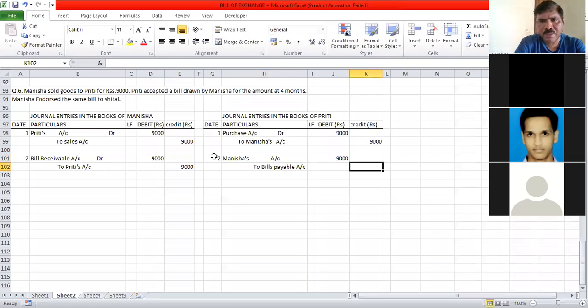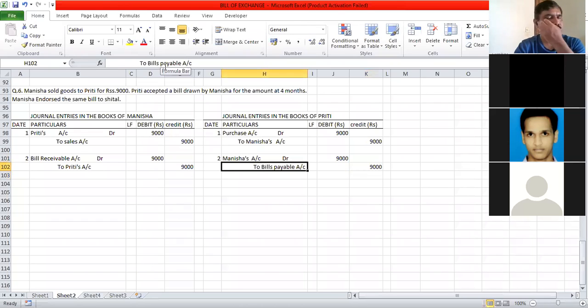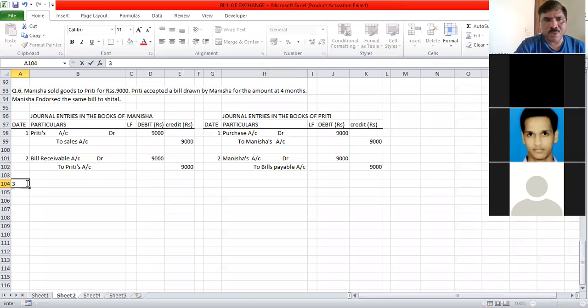Okay. Next. Further statement: Manisha endorsed the same bill to Sheetal. Endorsement of bill means transferring the bill to a third person. The person who is endorsing the bill is called the endorser. The one to whom it is endorsed is called the endorsee. So transferring the bill to Sheetal. What entry am I supposed to do? Endorsee account debit to bills receivable account.